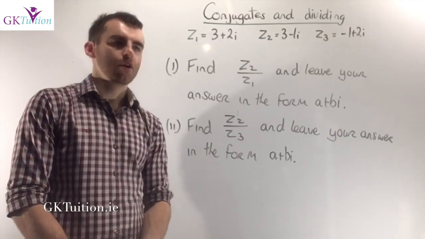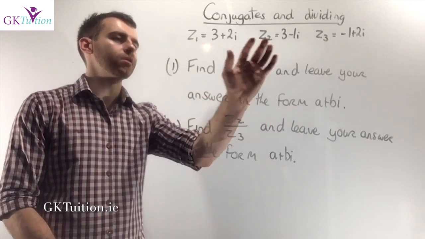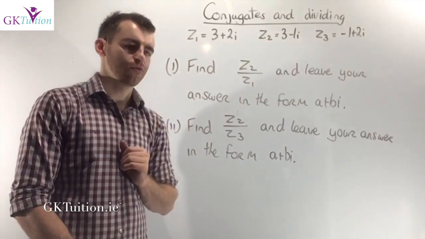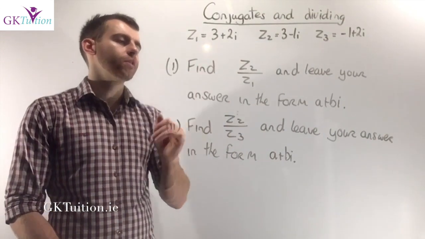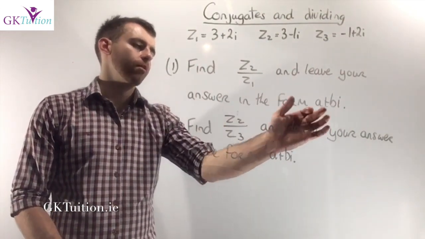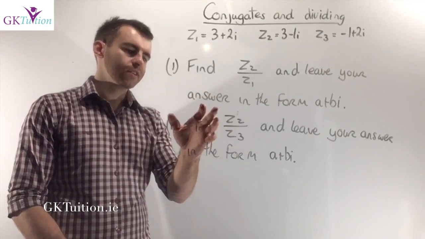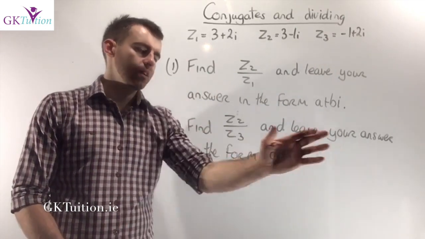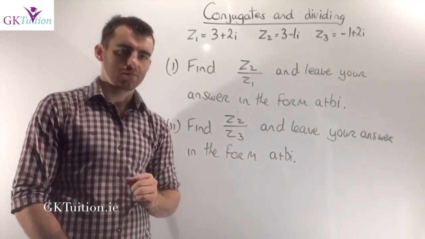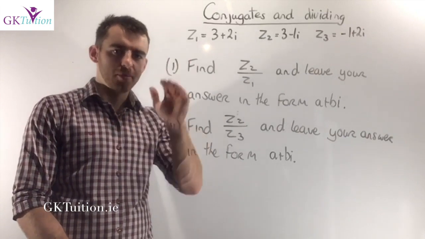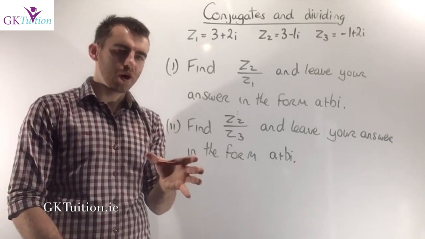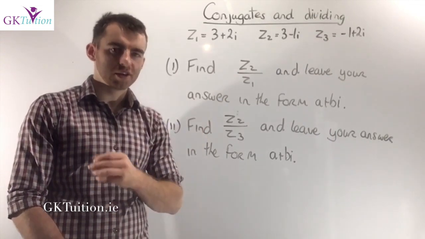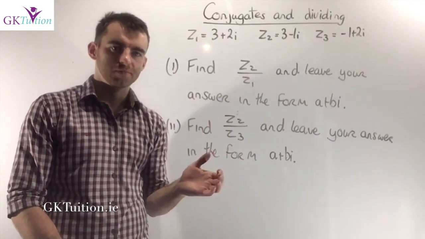With that in mind, we're going to use the same values. This is your Z1, this is your Z2, this is your Z3. I want you to try two questions here. I want you to find Z2 over Z1 and leave your answer in the form of A plus BI. Find Z2 over Z3 and leave your answer in the form A plus BI. In each case, you need to multiply top and bottom by the conjugate of the bottom. So I want you to pause the video, try those two questions, and then go through the solutions.